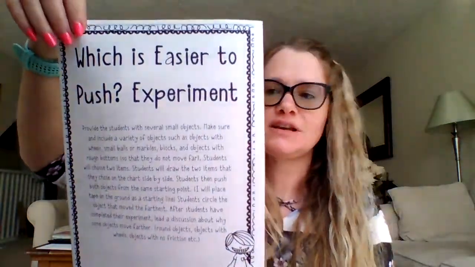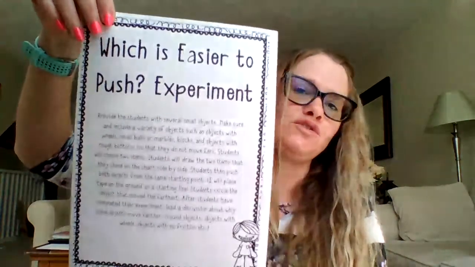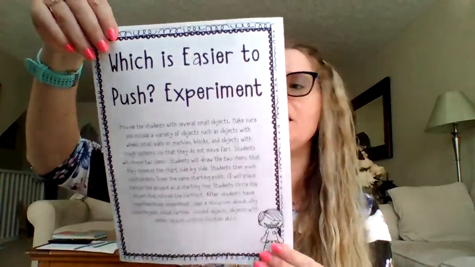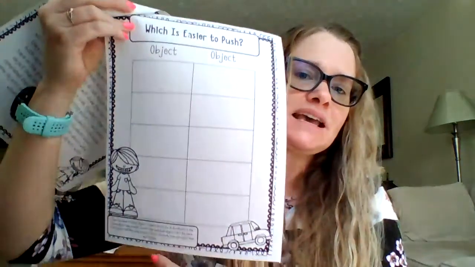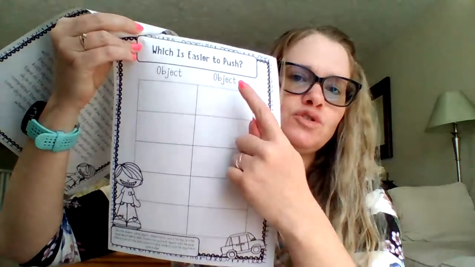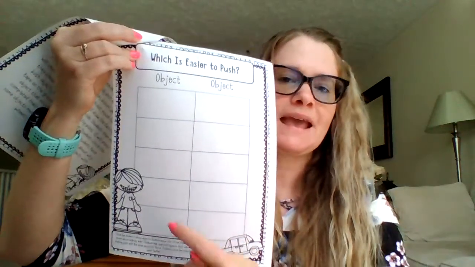All right, so once you're done with that, we have, which is easier experiment, push or pull. So you find some objects at home to decide. You write what the object is and you decide, is it easier to push it? Okay, so you might say marble. Is it easier to push a marble or pull it? Which one's more work, right?